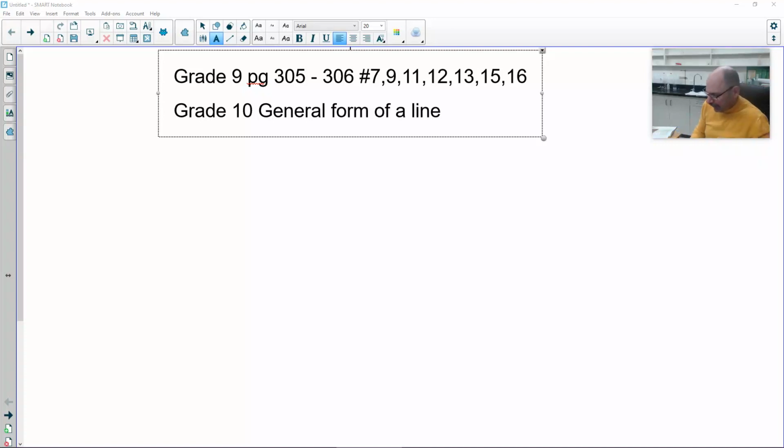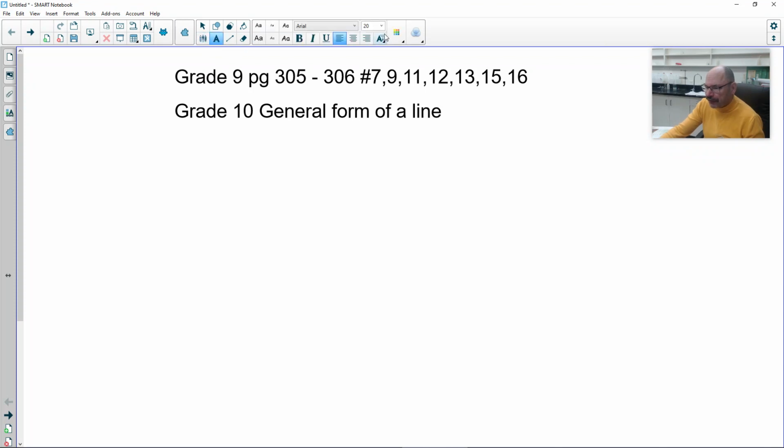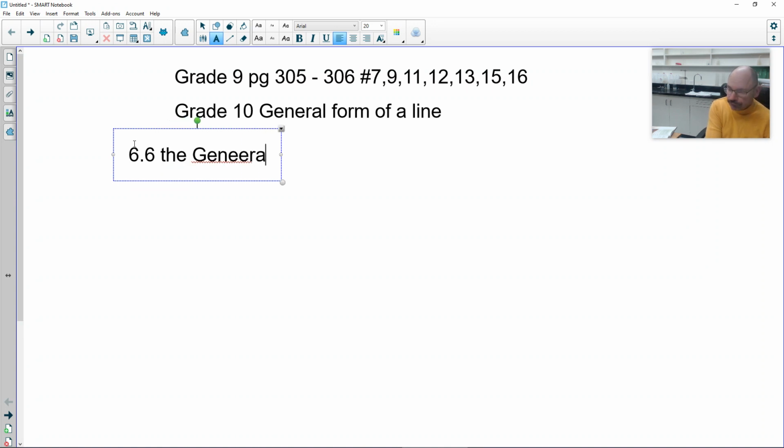So grade 10, we're going to do the 6.6 section, and that's general line form. The form that we use quite often in the study of lines. So this is 6.6, the general form of a line.